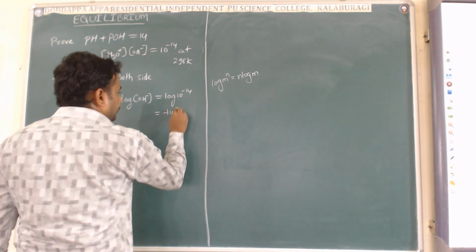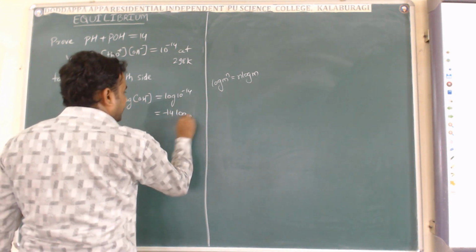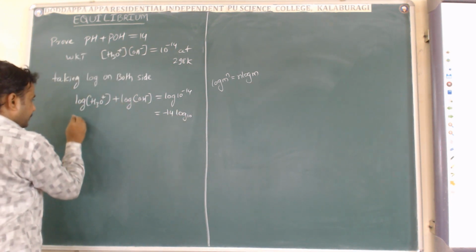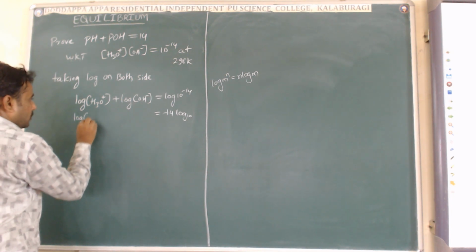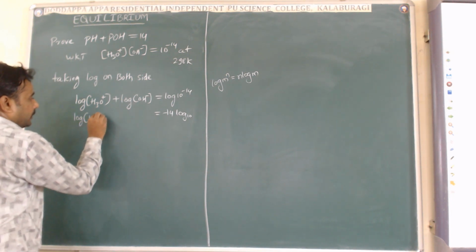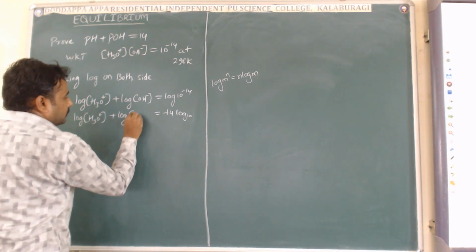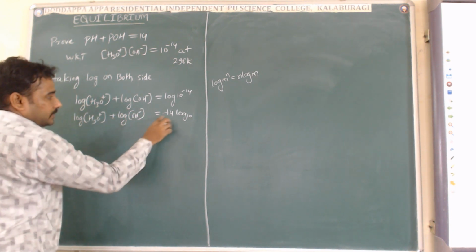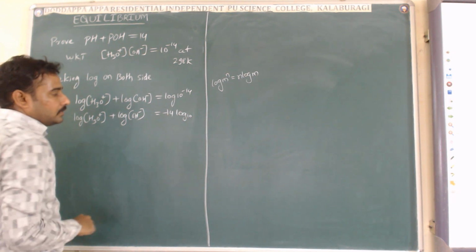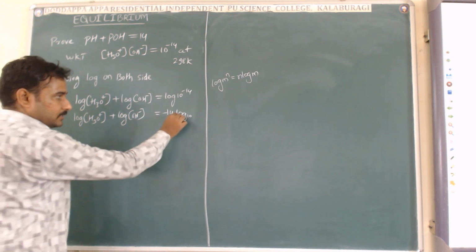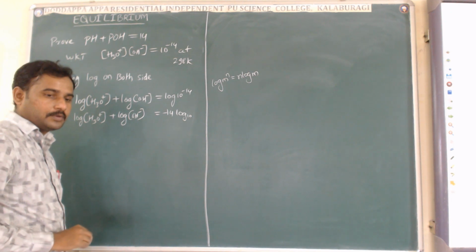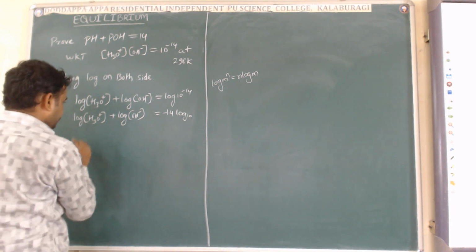Minus 14, log to the base 10. This one you have to write as it is here. Log H3O plus, log of OH minus, the constant, that is equal to minus 14 log 10 here. So we know what the log 10 value is: log 10 value will be 1. So then it becomes what?